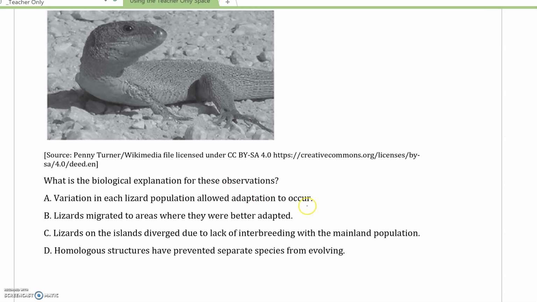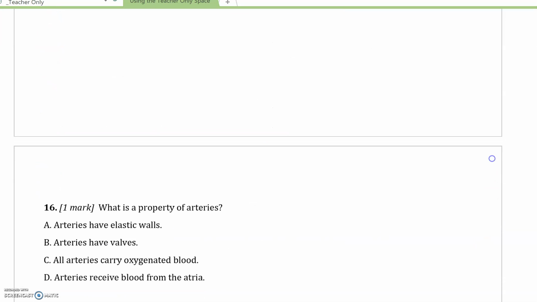Variation in each population allowed adaptation to occur. That doesn't quite make sense. Lizards migrated to areas where they're better adapted, definitely not. Lizards on the island diverged due to lack of interbreeding with the mainland population, yes, hello. And then homologous structures have prevented species from evolving, no, not that. So it is definitely C, the divergence, a bit like with the wrens in the earlier question.